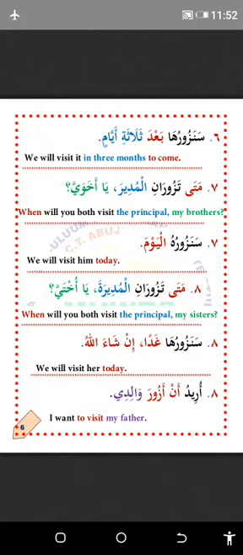Number 8. أريد أن أزور والدي. أريد أن أزور, I want to visit والدي, my father. Remember that أن is an agent of fatha. So its grammatical function is to mark the last letter of the verb appearing after it with fatha, as we have in أزور, not أزورُ. So once أن comes before the present tense verb, the last letter of the verb must be marked with fatha.